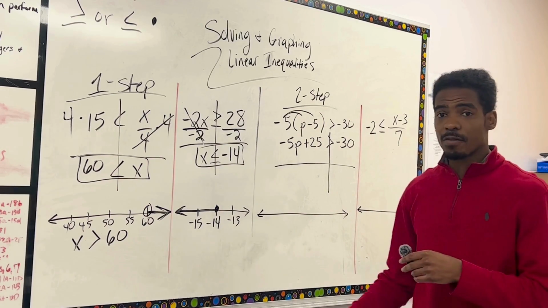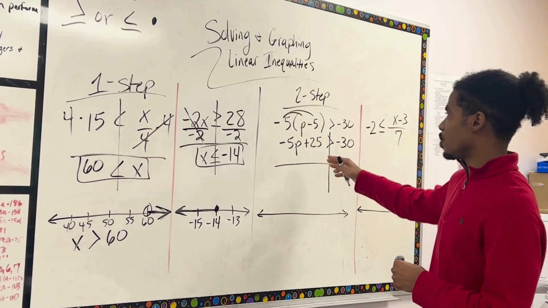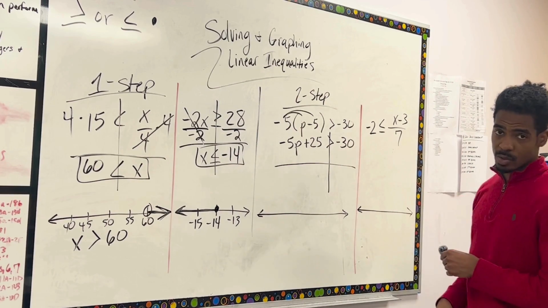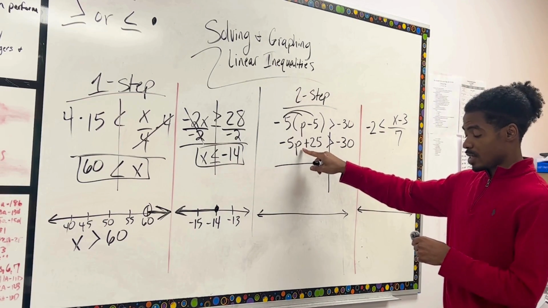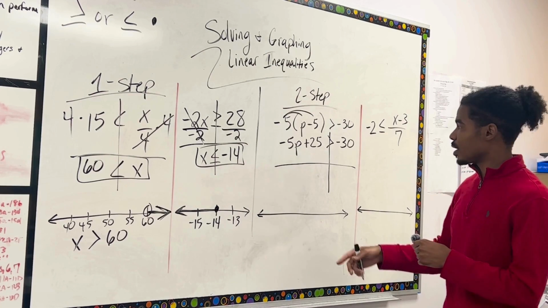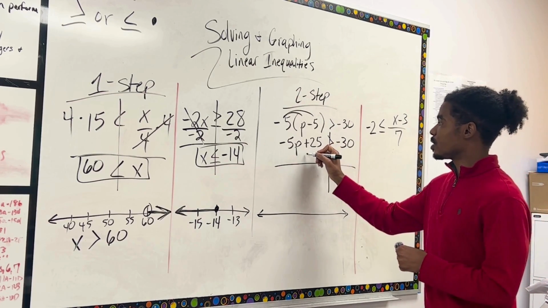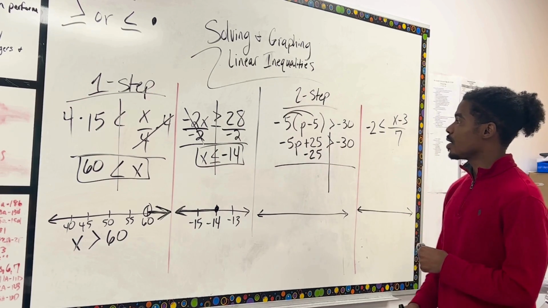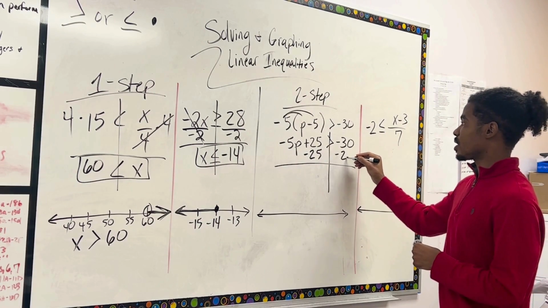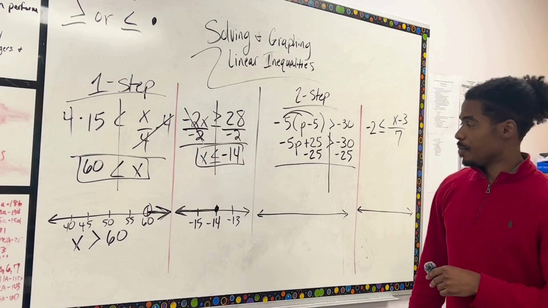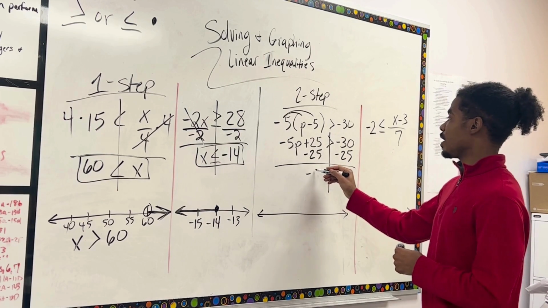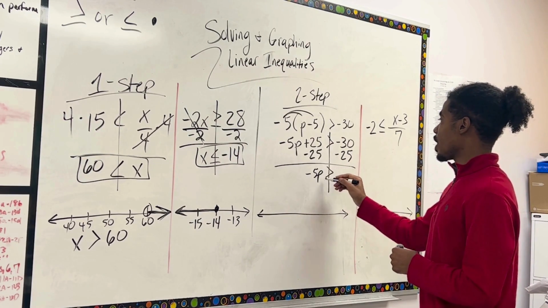Now that we have our four-way stop, what's the first thing you want to try to do when you're dealing with multi-step or two-step equations? I want to get this p by itself, right? But what's in the way? +25. So we're going to subtract 25, then subtract 25 on this side. Once I do that, I can bring my -5p down, greater than.